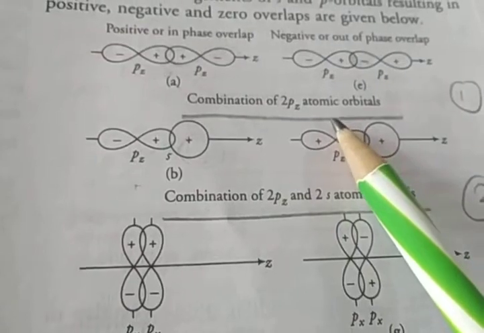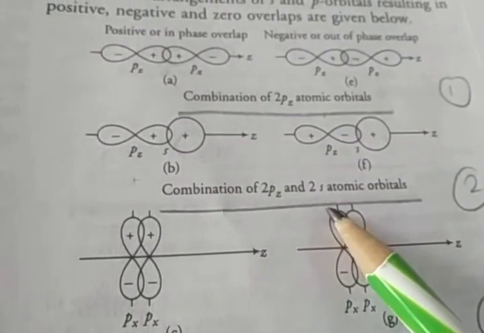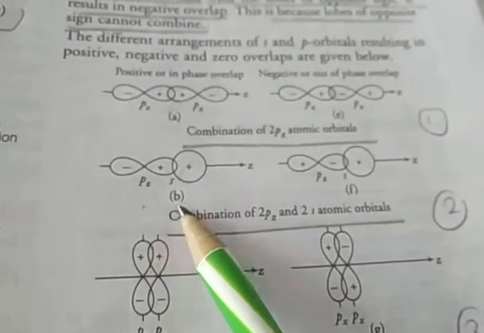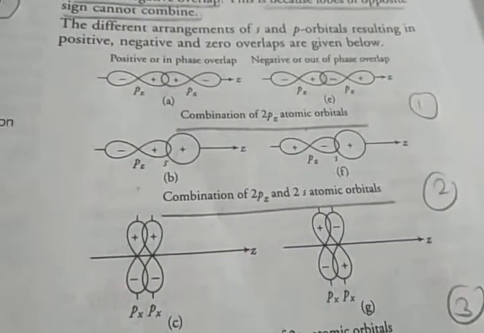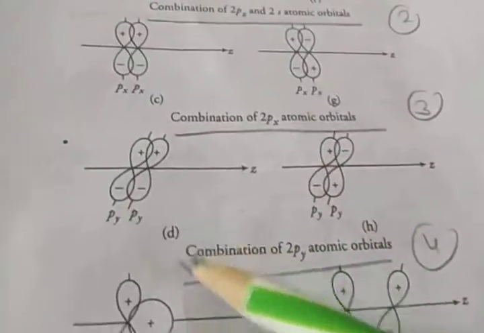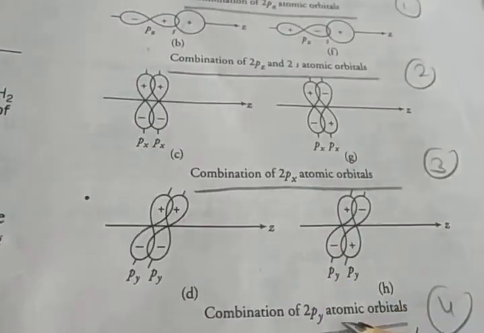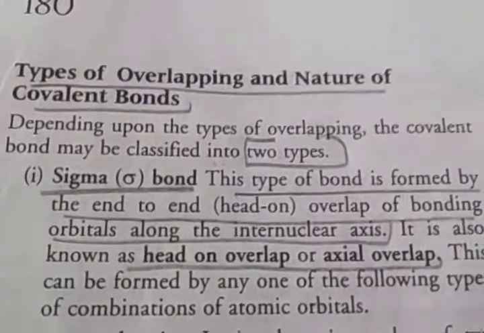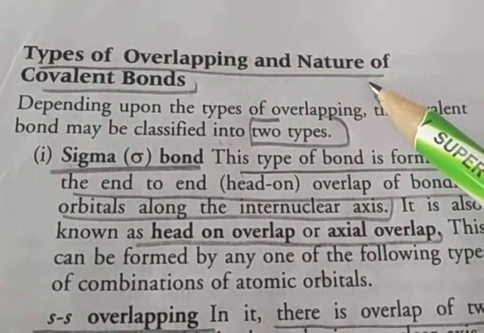So you learn this combination of the 2pz and s, 2s. Here you see 2pz this way overlap, then complete the combination. Otherwise zero overlap. Okay, clear? 2py and then 2px. Then next is types of overlapping and nature of the covalent bond.